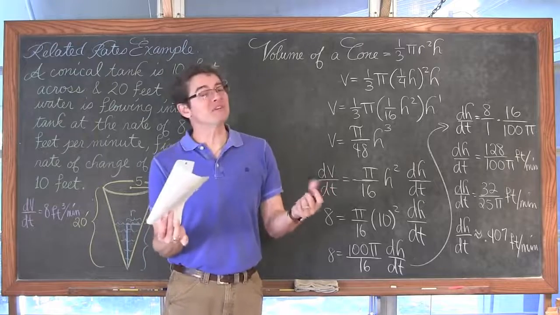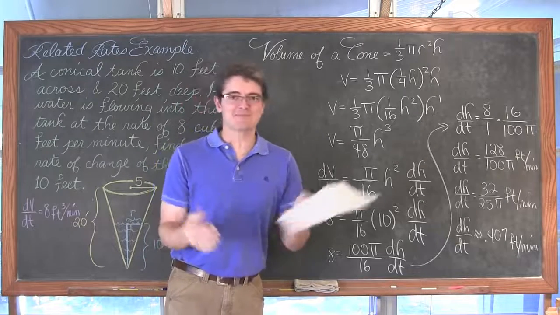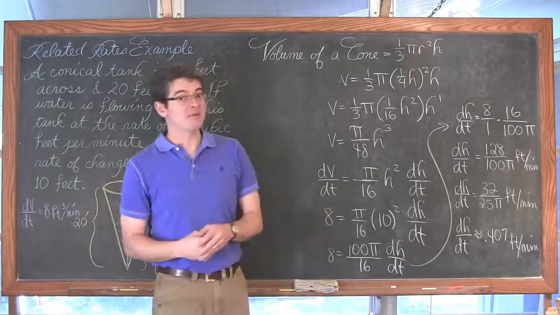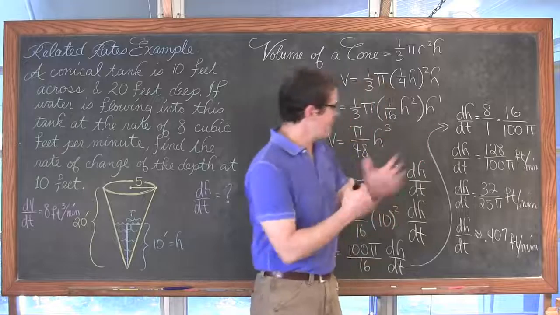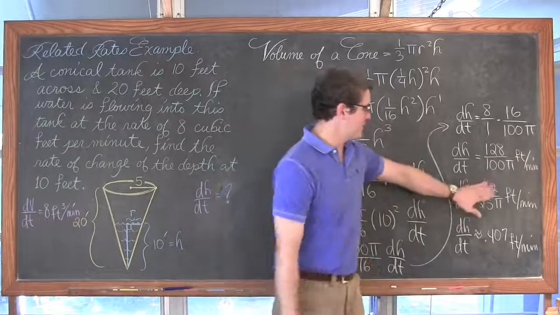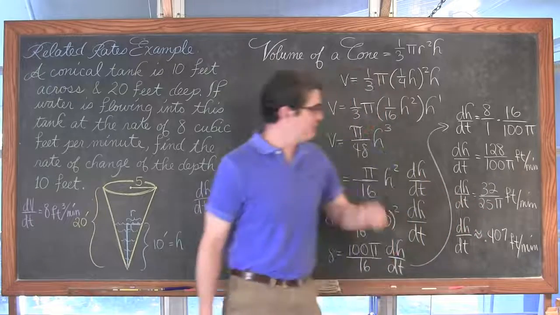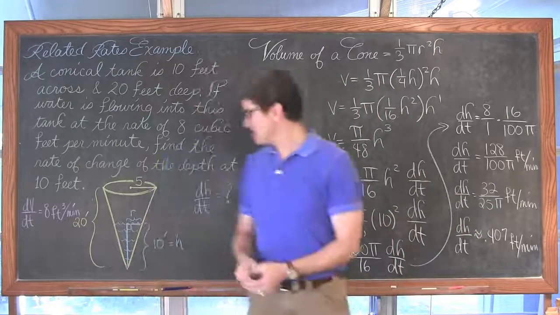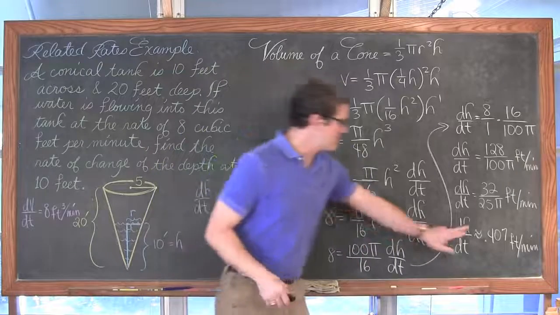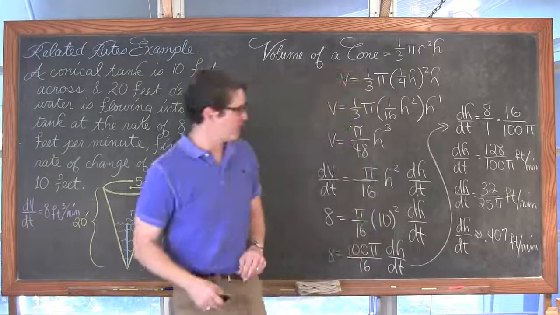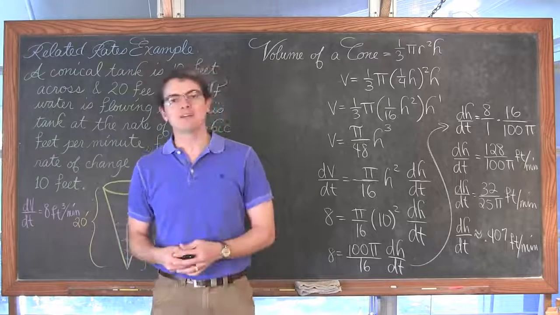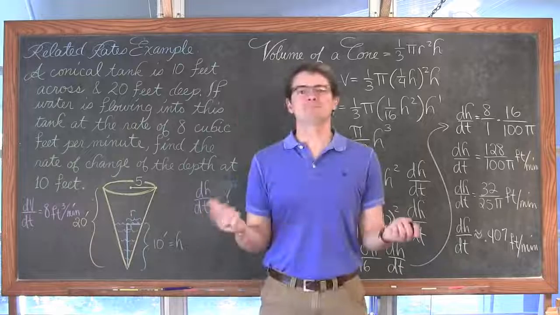Your notes are only good if they don't have any mistakes in them. I had two decimal approximations for the rate of change, realized one of them had to be wrong, and apparently I should have erased one of them. The 128 over 100 pi reduces to 32 over 25 pi feet per minute, and that's the rate of change for the depth of the water when it is 10 feet deep. The decimal approximation of the answer to 3 decimal places is 0.407 feet per minute. I'm Mr. True. Go do your homework.